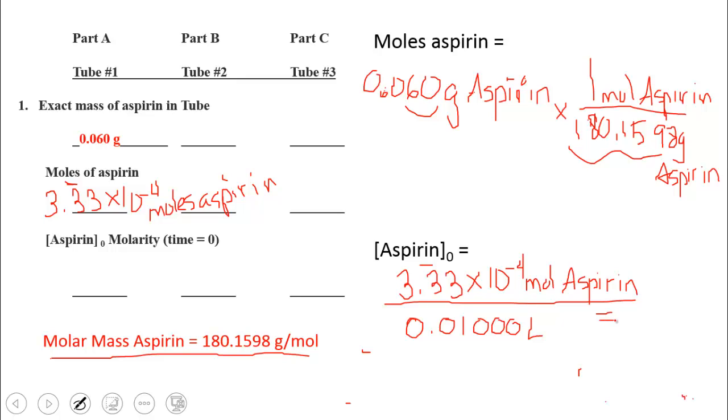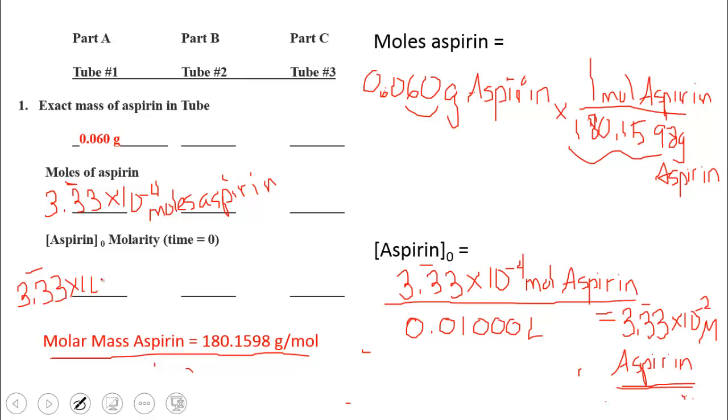Now, when I do this, I'm going to get 3.33, only 2 significant digits, times 10 to the minus 2 molarity, and tell me molarity of what? It is the aspirin. And you do need to tell me molarity of what chemical, because that will be really important. Okay? And so over here, again, I'm not going to round this.